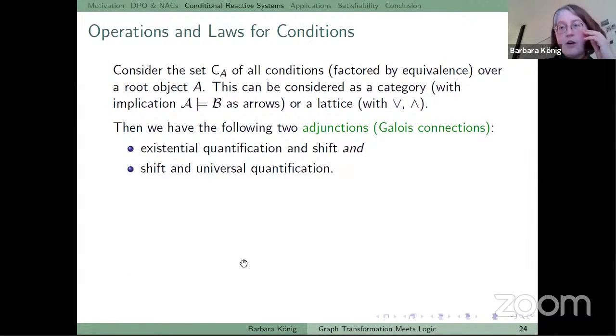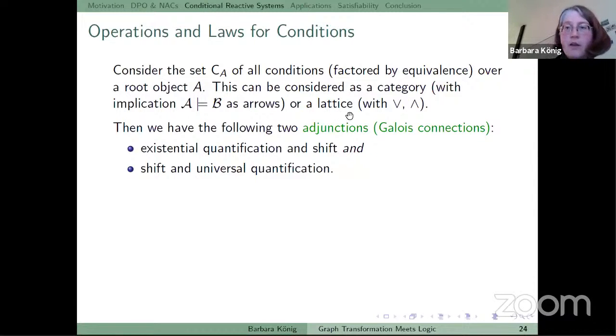Okay, then there are some laws that make sure that this is all nice. So consider now the set of all conditions with root object A. You can view this as a category with implication as arrows, or as a lattice with disjunction and conjunction. I didn't really talk about disjunction, conjunction and negation. They're derived operators. You can get disjunction by existential quantification and conjunction by universal quantification, and negation you get by exchanging the two types of quantifiers.